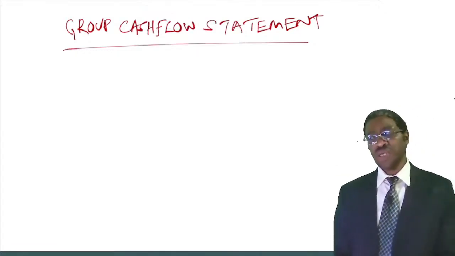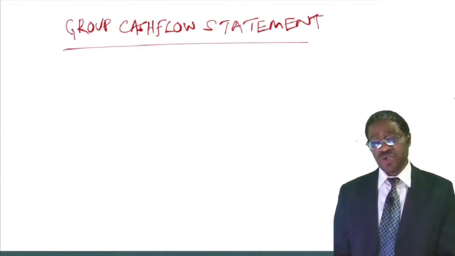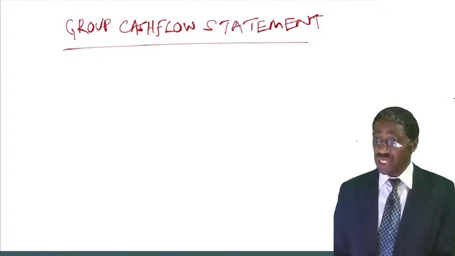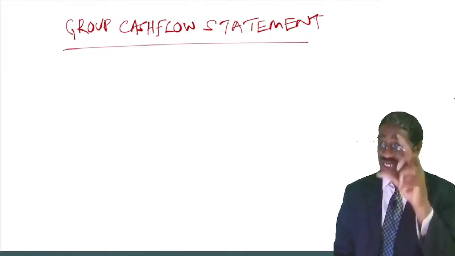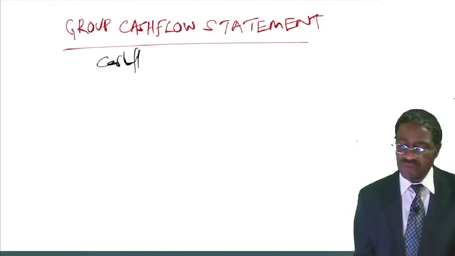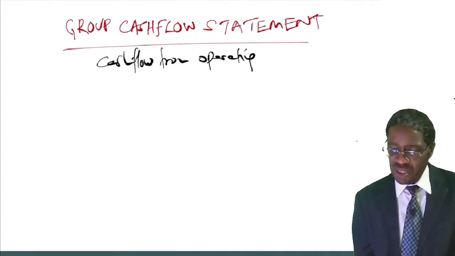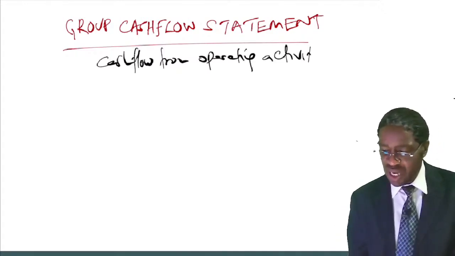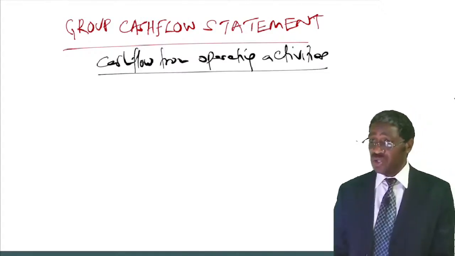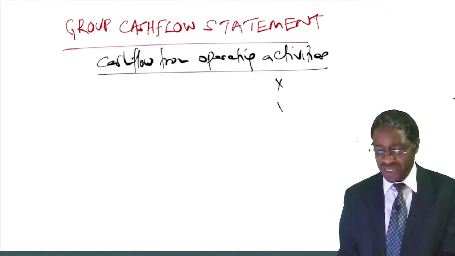Listen. Remember, whenever you are required to prepare a cash flow statement, you had to classify your cash flows into three categories. One is what you used to call cash flows from operating activities. That was one class of categories of the cash flows. You had to identify all your cash flows from operating activities.